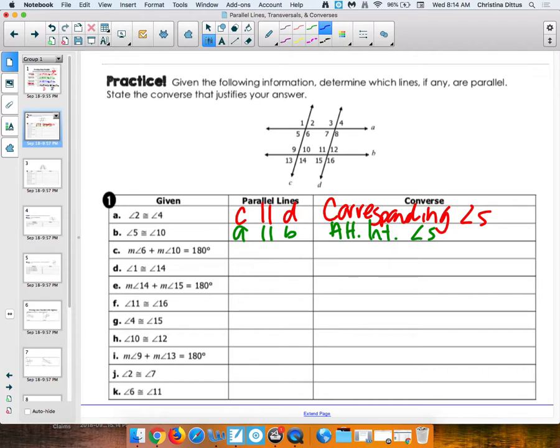If 6 and 10 make 180, they both touch C. What two lines have to be parallel? A and B. A parallel B. What kind of angles are they? Consecutive interior. I'm gonna write SS int. Same side interior, the exact same thing as consecutive.